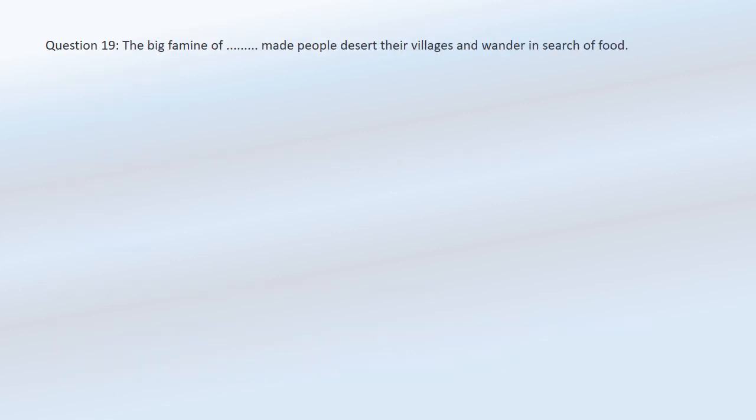Question 19. The big famine of dash made people desert their villages and wander in the search of food. A. 1798 to 1805. B. 1837 to 1838. C. 1846 to 1856. D. 1856 to 1858. Option B is the right answer. The big famine of 1837 to 1838 made people desert their villages and wander in search of food.